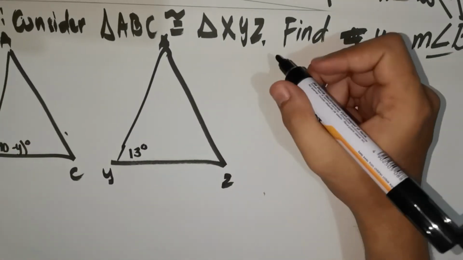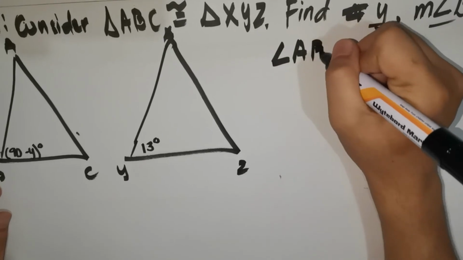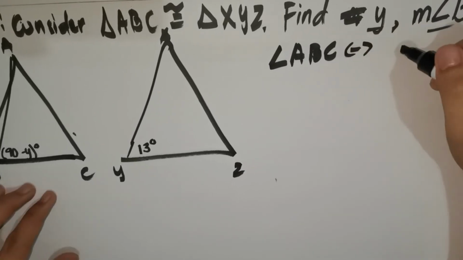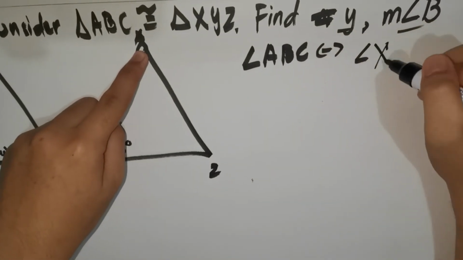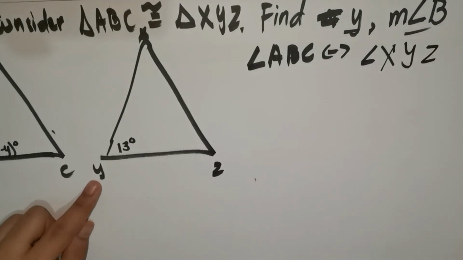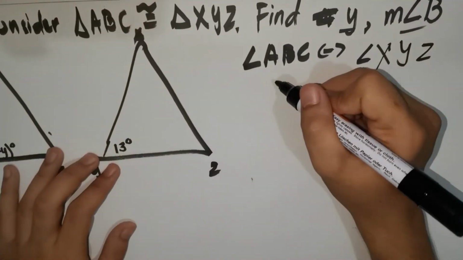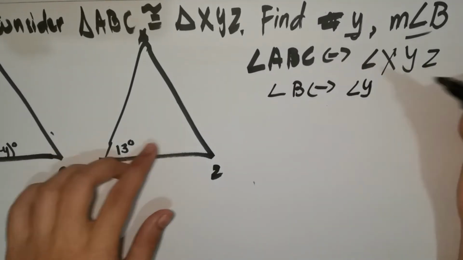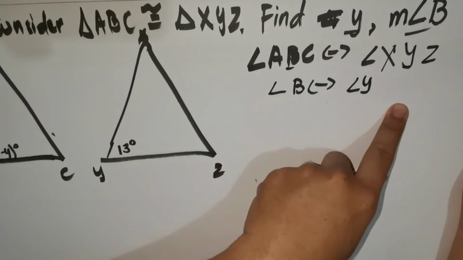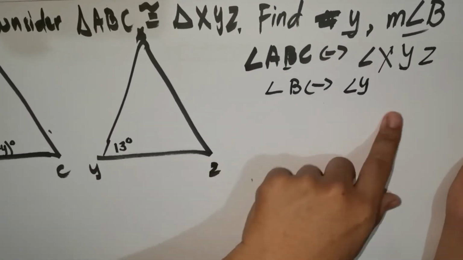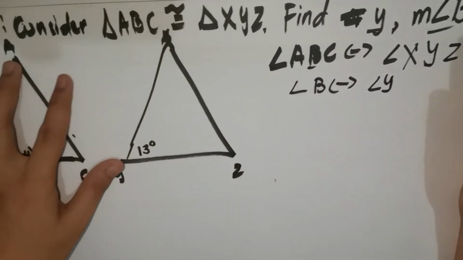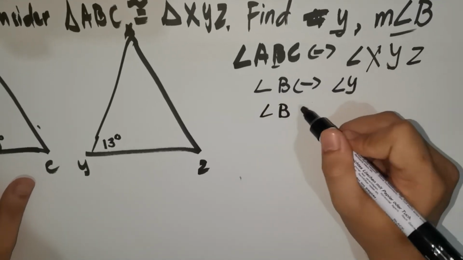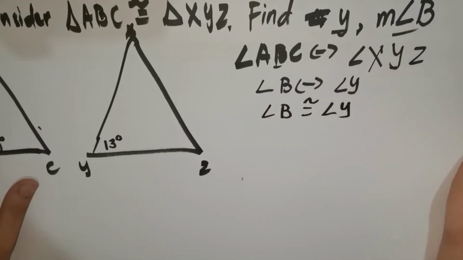So, let's consider angle A, B, C. Ito yung angle A, B, C. Okay? It corresponds to angle X, Y, Z. Okay, X, Y, Z. Or simply, angle B corresponds to angle Y. Yung nasa gitnang letters. Now, anong alam natin kapag corresponding yung dalawang parts at congruent yung dalawang triangles? Simply, they are congruent. So, angle B is congruent to angle Y.